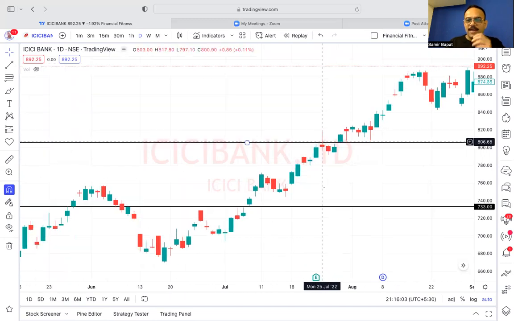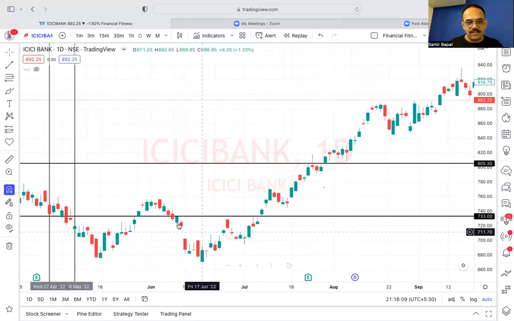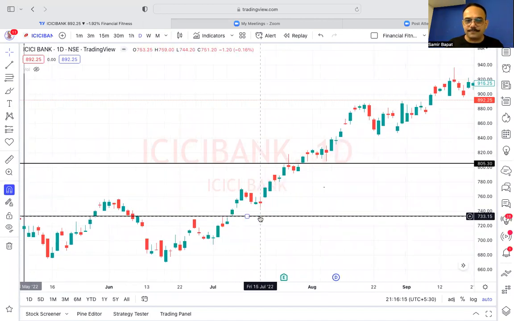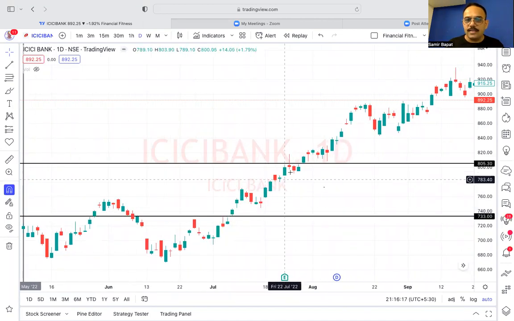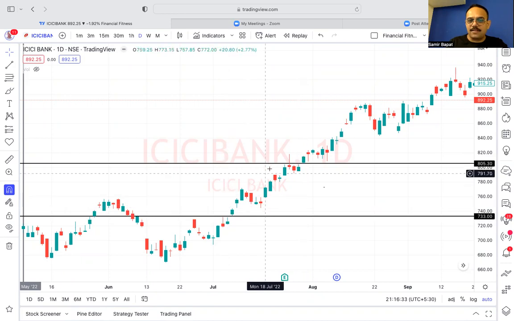So the point I'm trying to share with you, the magic of gaps, is if it starts from going up, you take the first gap, then you take the second gap. When the prices start moving up, whenever the first gap comes, that is called a breakaway gap. Then a second gap will come after some time.